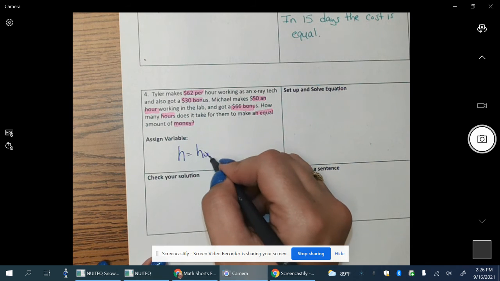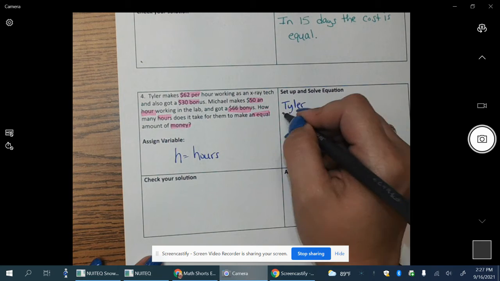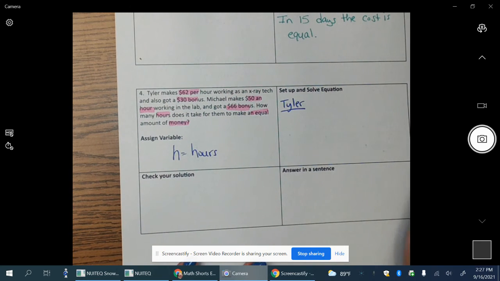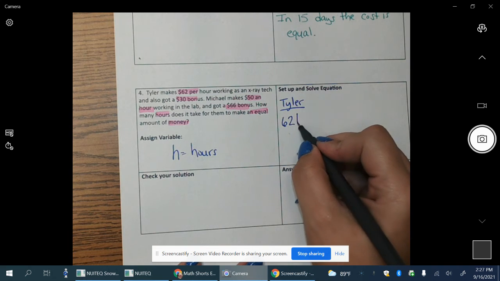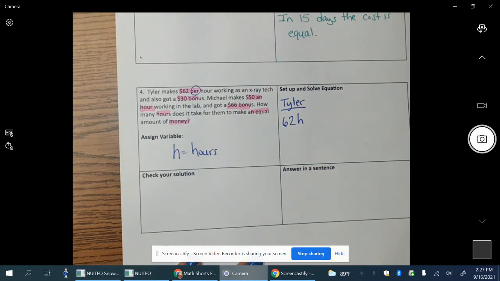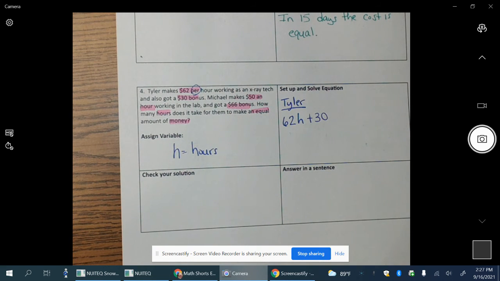All right, so we have Tyler. Does he have a rate? Yes. What is it? 62. And how do you know that? Because it says per. Okay, is there another number? Yes. What is it? Plus 30. All right, so that's Tyler.